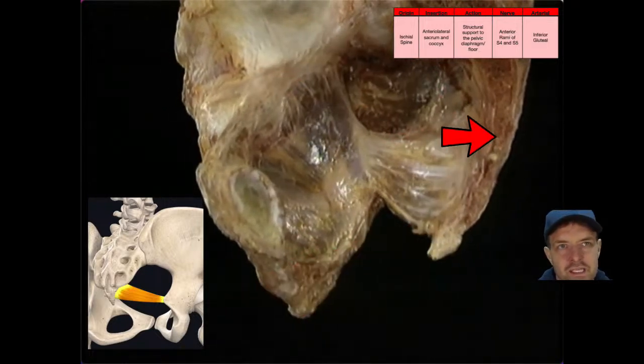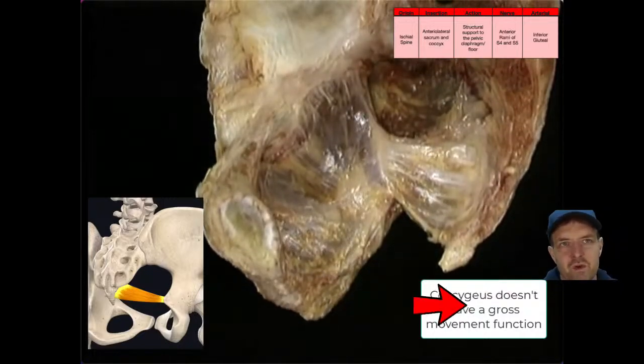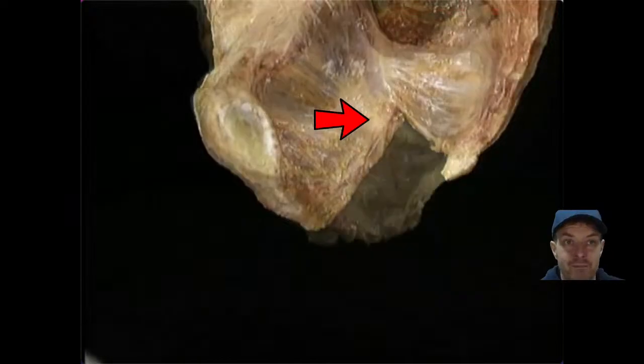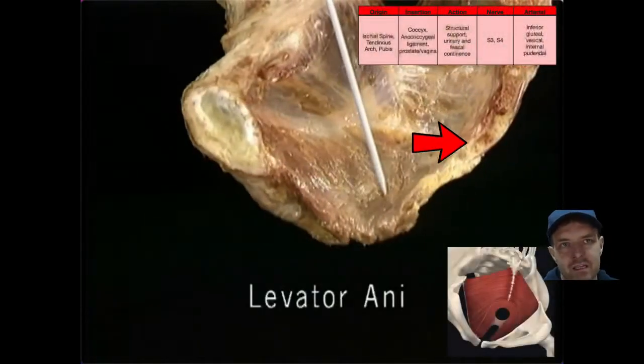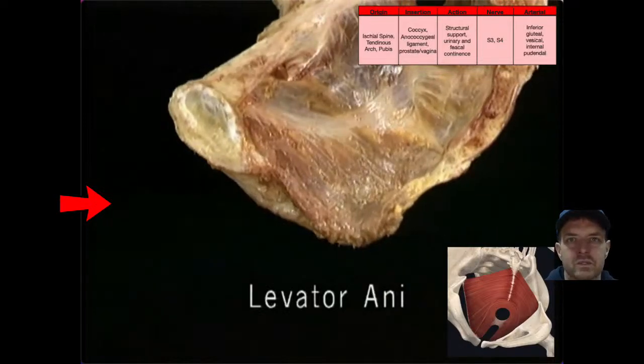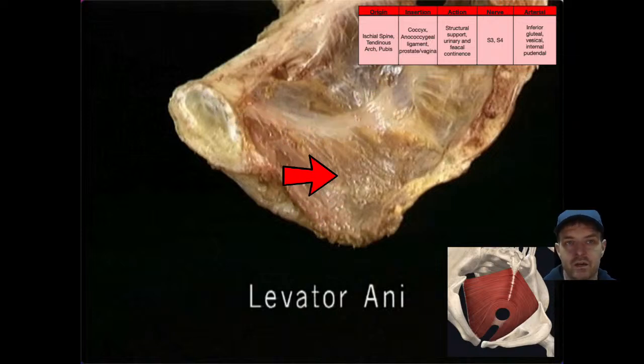So there's your coccyx, there's your sacrum. It doesn't have a gross motor function. It's there mainly as a support for the hammock. And then there's your levator ani added on to the picture. If I just pause that there, this is a good view, actually. You can see the tendinous arch here. Can you see that there? Underneath levator ani is where your obturator internus will be.